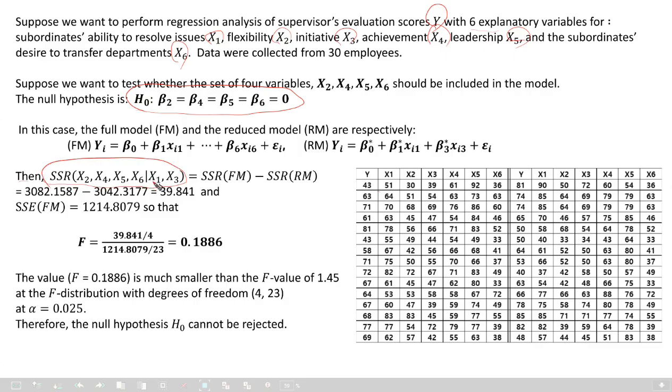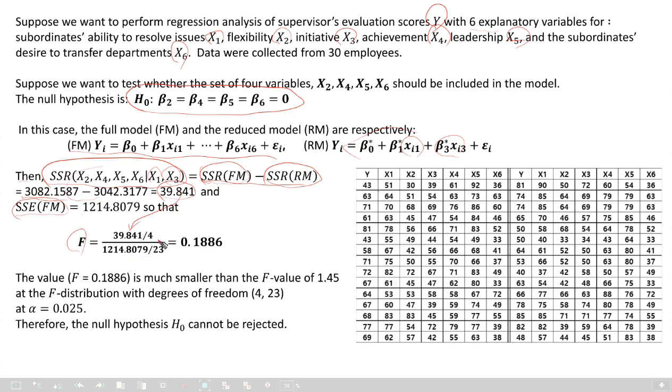Then SSR of x1, x3 given adding x2, x4, x5, x6. What is the SSR increase? That is SSR of the full model minus SSR of the reduced model. It is very simple to calculate. I think any software program can perform your partial hypothesis test. For the full model, SSR is 3082.1587. For the reduced model with x1, x3, it is 3042.3177. So you get 39.841. This is the numerator of the test statistic. And the SSE of the full model is 1214.8079.